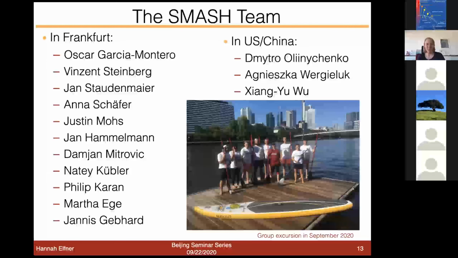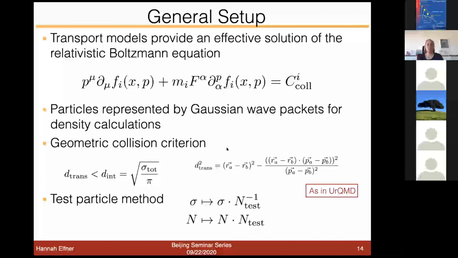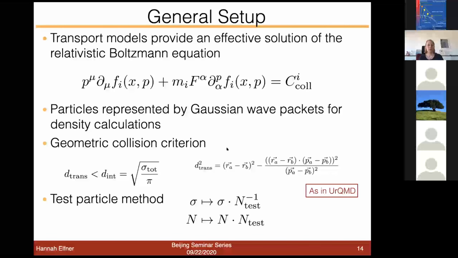So then we have here the general setup of the approach. What do you do in such a transport approach? You solve the relativistic Boltzmann equation. You have a single particle distribution function that you represent by individual particle degrees of freedom. Then we have this free streaming term, and here you have the forces from the nuclear potentials. And on the right-hand side, you have the collision term that gets increasingly complex if you have many different species interacting with each other.